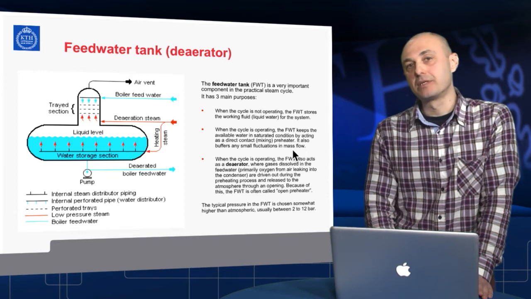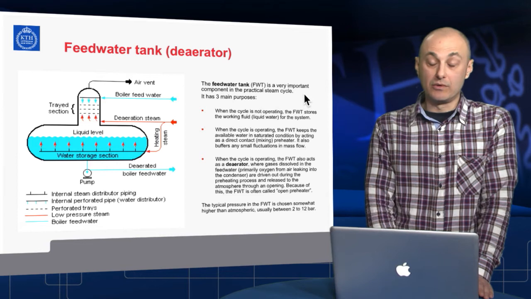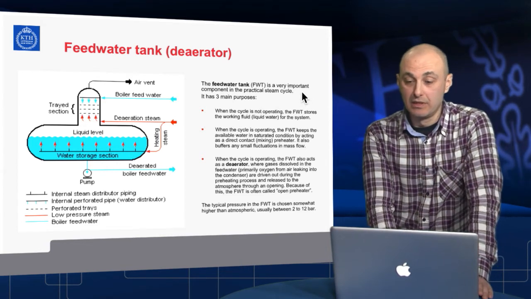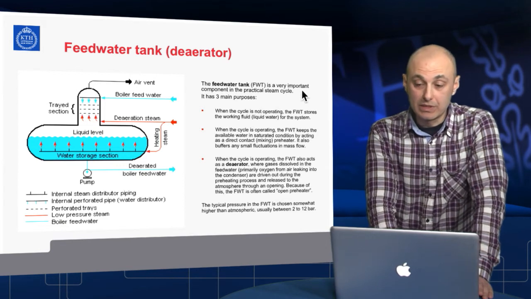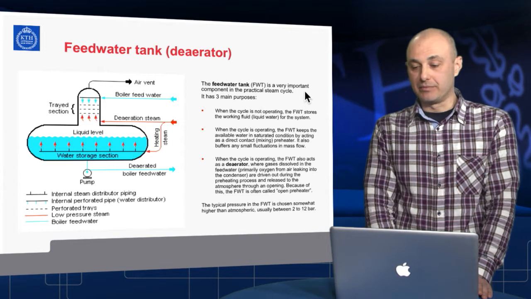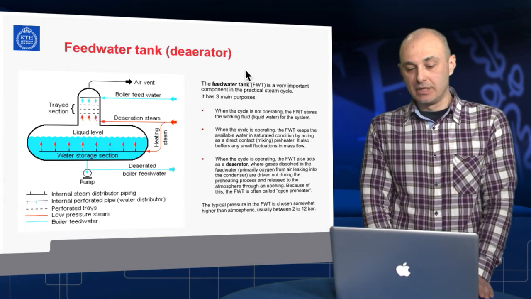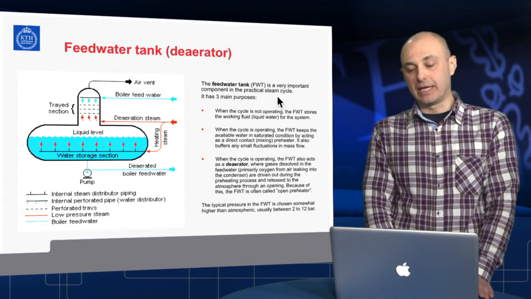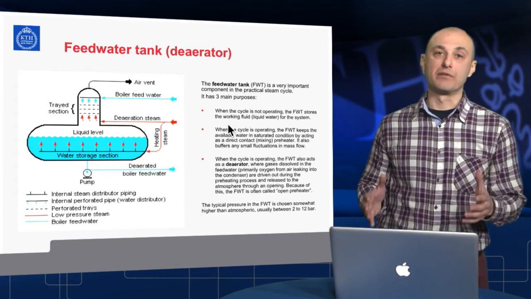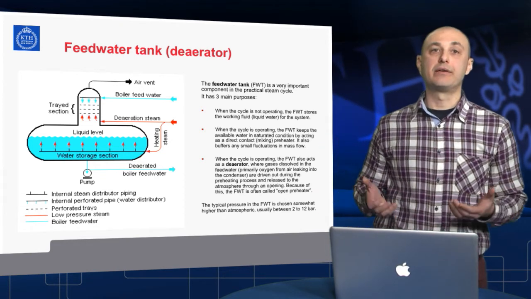One very important component, which is very often neglected or simply forgotten when we do the calculations of steam cycles, but which is very important and completely inevitable in the real practical power plant, would be the so-called feedwater tank. There are three main purposes with the feedwater tank. First of all, this is where the working fluid is sitting when the cycle is not operating. It's a big tank of water.